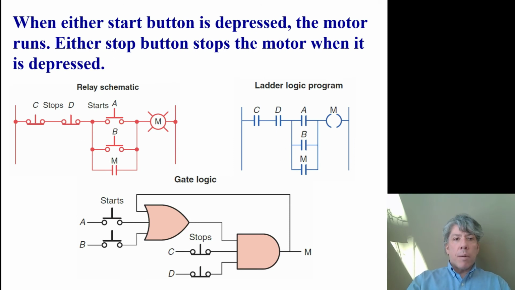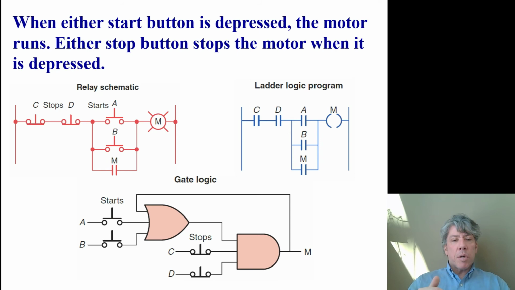Here we have a setup where two different start buttons can start the motor, but two different stop buttons can stop the motor. Notice that C and D are stop buttons that are normally closed, and this time the ladder logic is set up properly because C and D naturally pass power. But A and B are normally open.